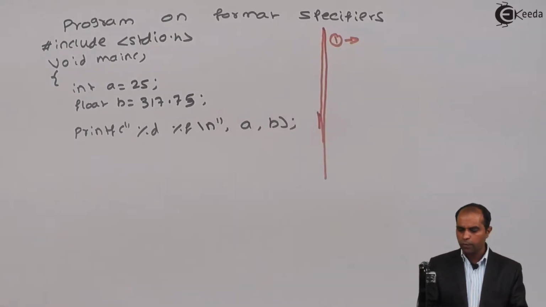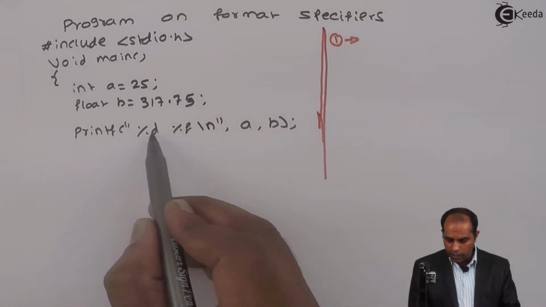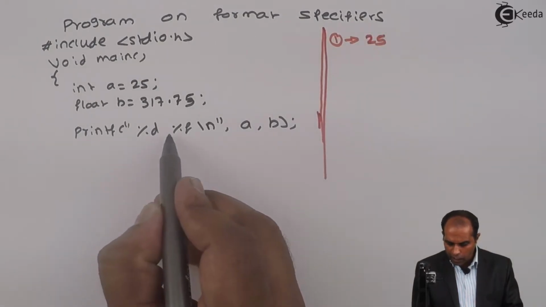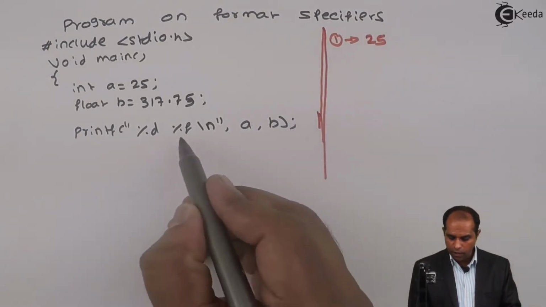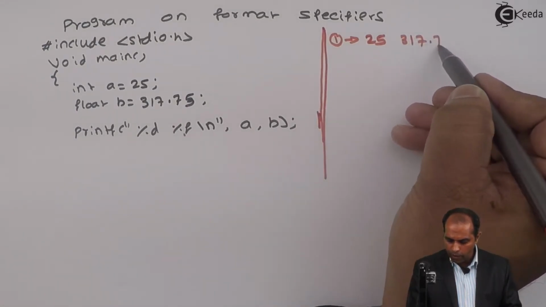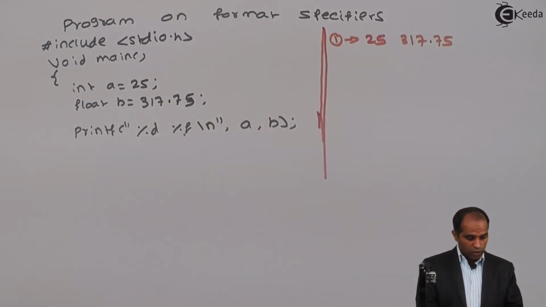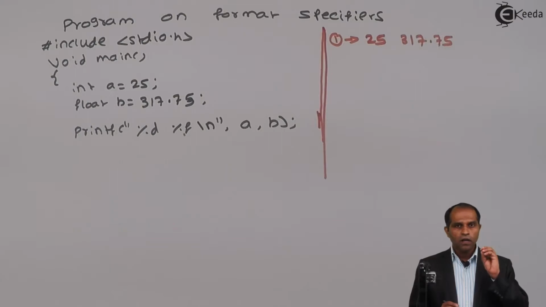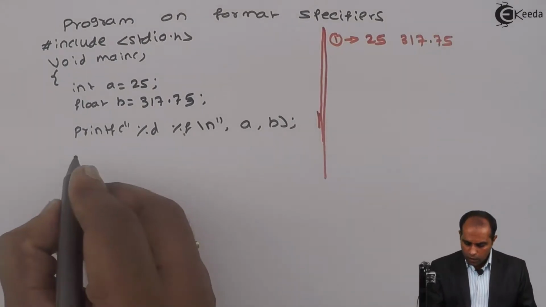The first printf will produce this output. So %d prints the value of a, that is 25, and then I have left a space, hence it will leave a space. %f will print the value of b as 317.75. So here I have used just format specifiers. Now let me use formatted output with these specifiers.